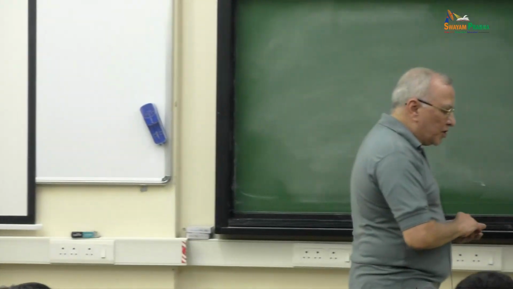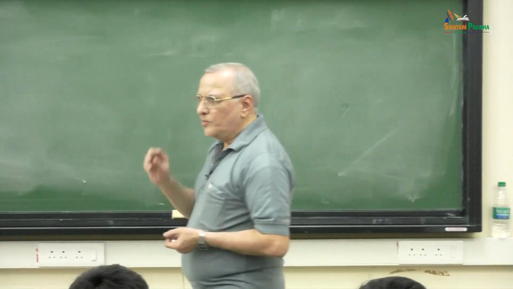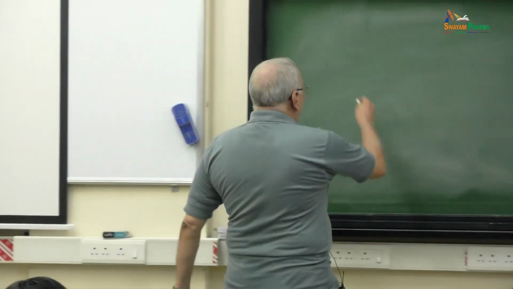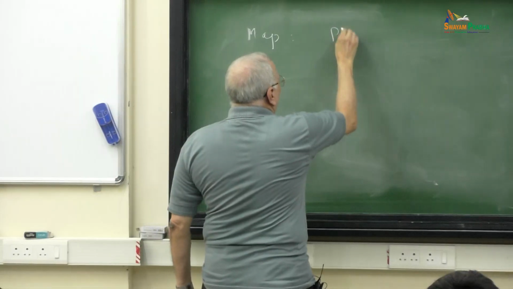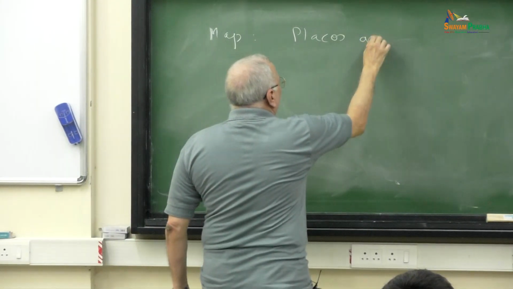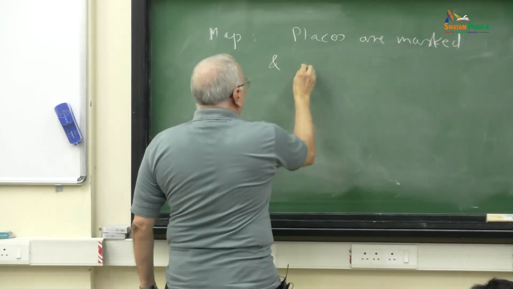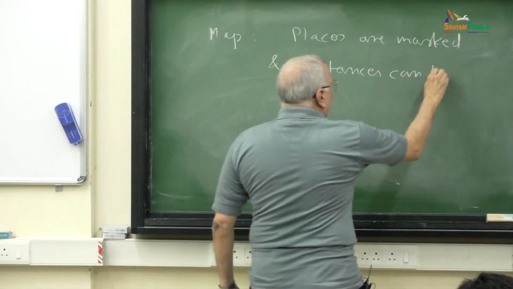So, the problem I am posing is the following. A map has these two ingredients: places of interest are marked, and there is a method of estimating the distance between two given points. That is the basic feature of any map. So, map means places are marked and distances can be estimated.